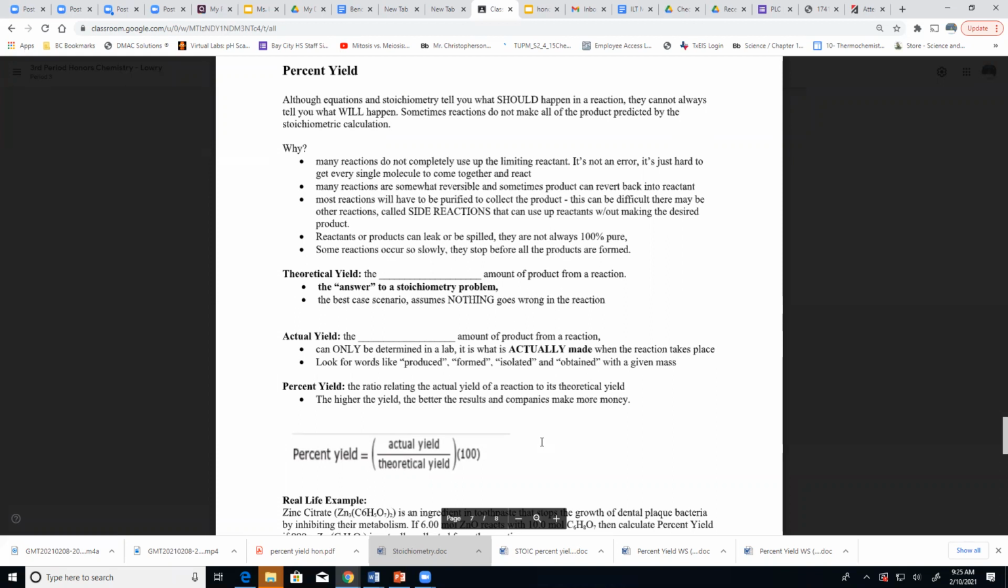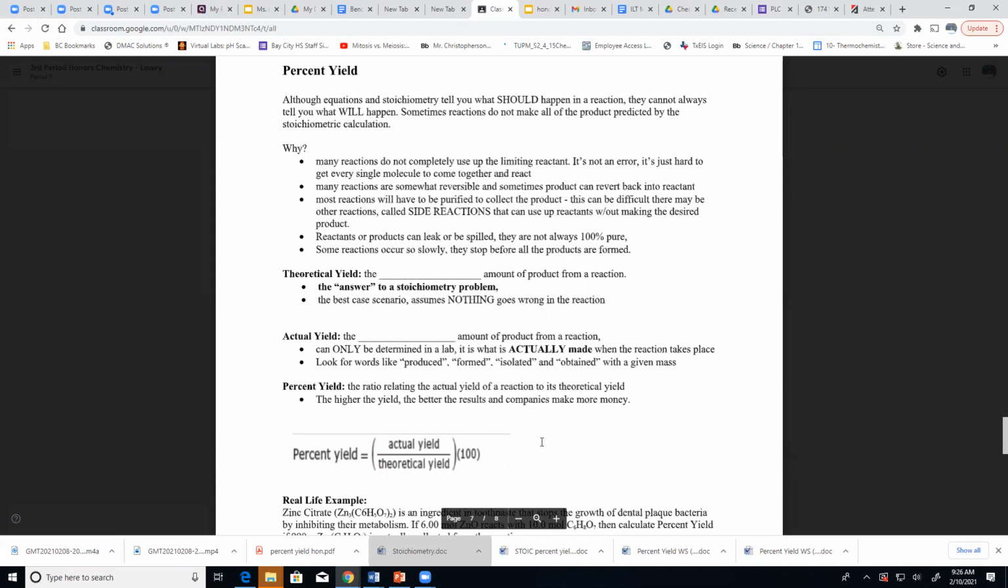Some of the reasons why, besides what we talked about: many reactions do not completely use up the limiting reactant. For reactions to actually occur, the molecules have to line up in certain positions, or the atoms have to line up in certain positions with certain energy. When we write it out on paper, that looks real easy, but in real life, it isn't as easy. Some reactions are reversible. So once you start building up a lot of product, it'll reverse back and start going back toward the reactants. Most reactions, kind of like what Aaron said, will have to be purified to collect them.